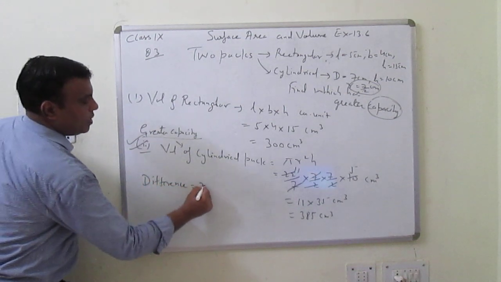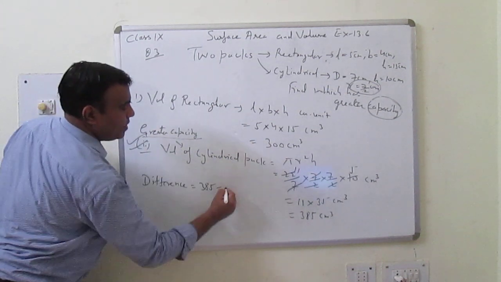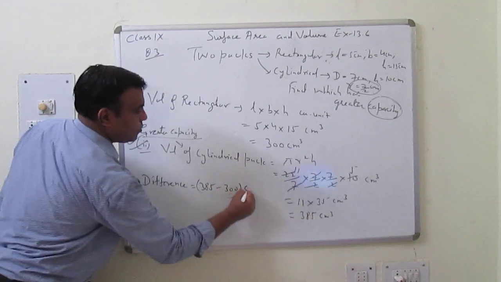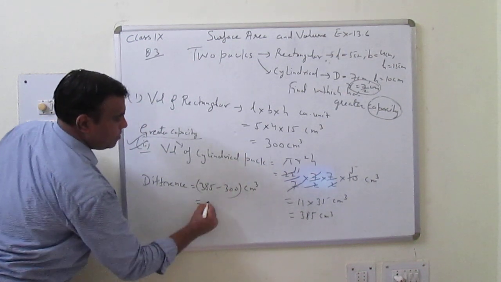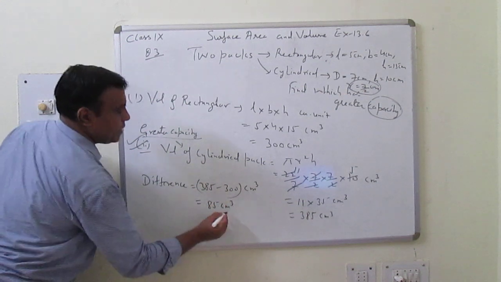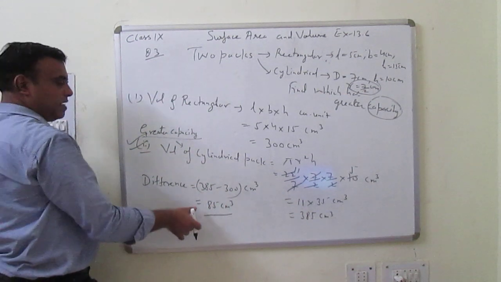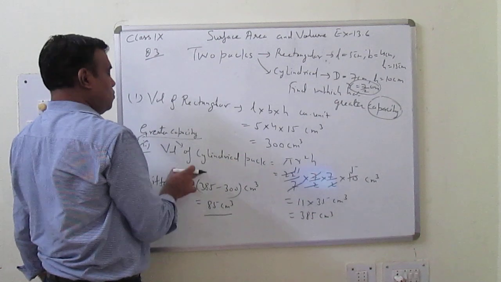Difference is equal to 385 minus 300 centimeter cube. So it becomes 85 centimeter cube. 85 centimeter cubic drink is more in cylindrical.